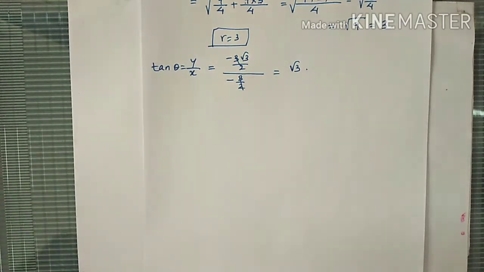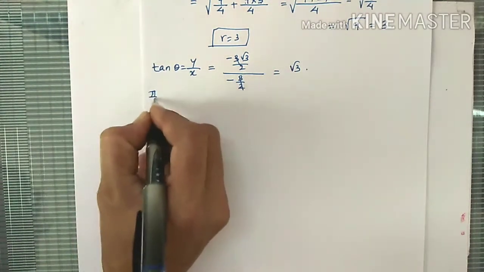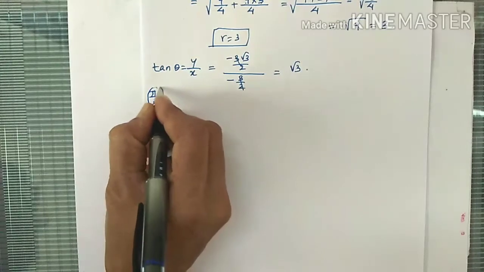First step is neglecting the sign, find the angle. So here value is root 3. So tan of 60 degrees is root 3. 60 means pi by 3. So we have the angle as pi by 3.